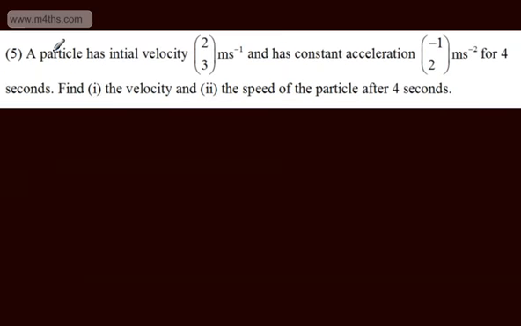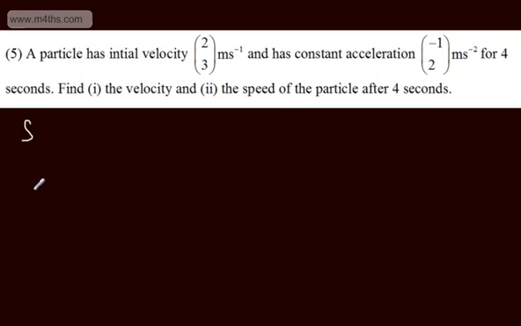We're told a particle has initial velocity 2, 3, so 2i plus 3j meters per second, and has constant acceleration minus 1, 2 meters per second squared for 4 seconds. We need to 1, find the velocity, and 2, find the speed of the particle after 4 seconds. So let's go ahead and look at this.